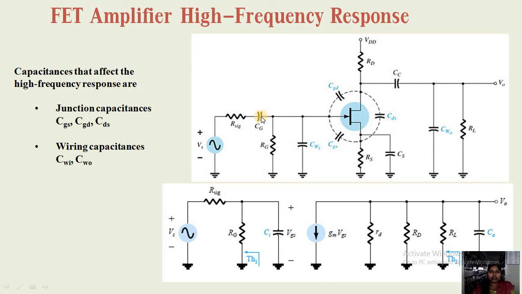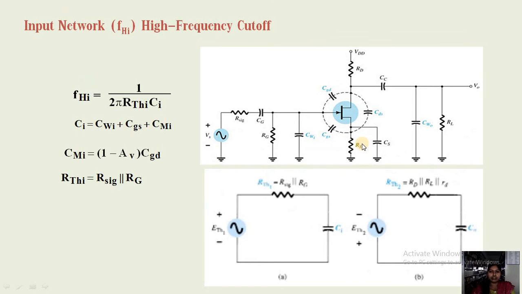Now at the input side, all the network capacitors will be short circuited. CG is shorted, CC is shorted, and CS is shorted. Now at the input side, we have the capacitance due to wiring CWI plus CGS plus CGD, and at the output side, we have the output capacitance due to CWO, CDS, and CGD. By applying Thevenin's theorem at the input and output side, we get the networks like this.